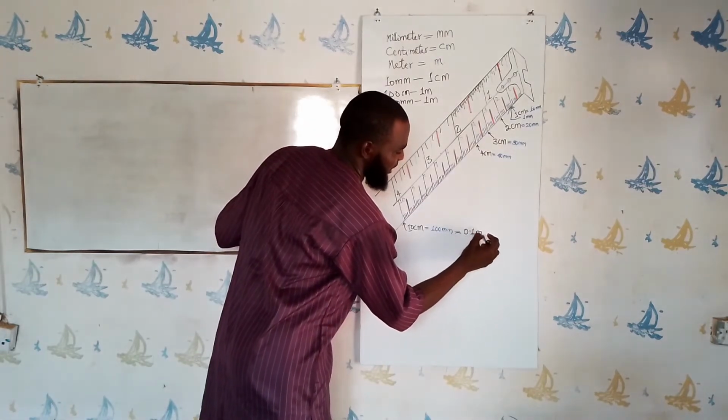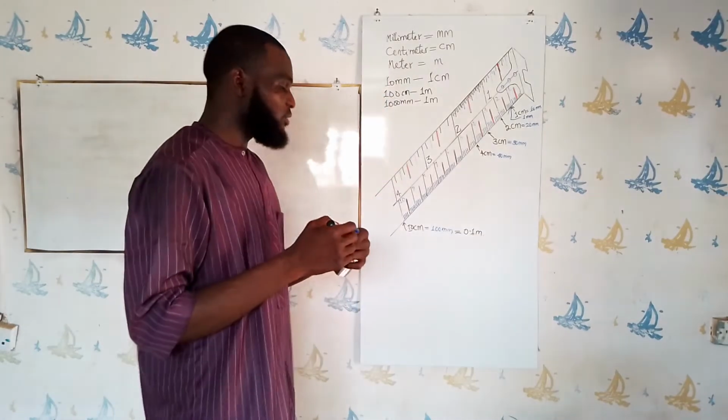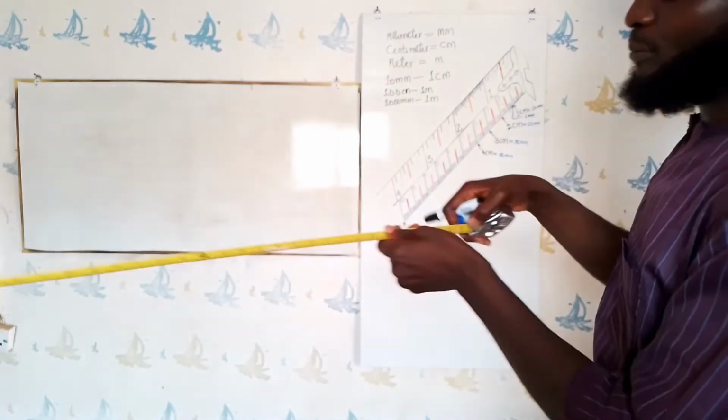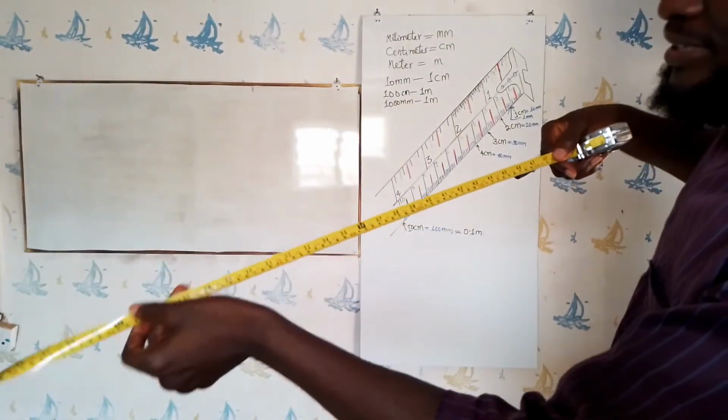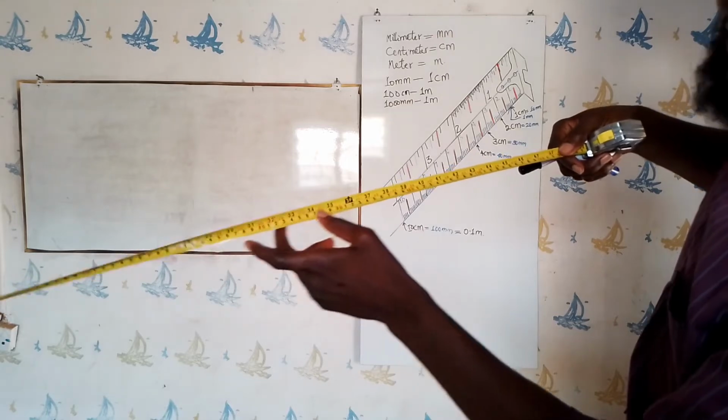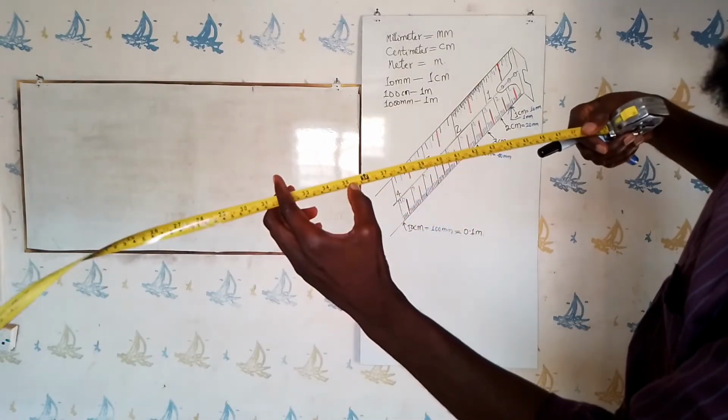0.1 meter. Very good, 0.1 meter. Now let's consider it on the tape rule, on our tape measure. You can see this is 90 cm, because everything is in cm originally. So this is 90 cm.